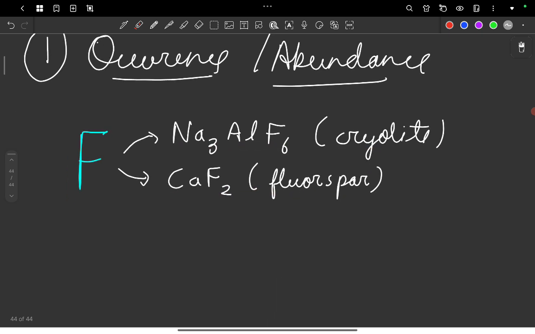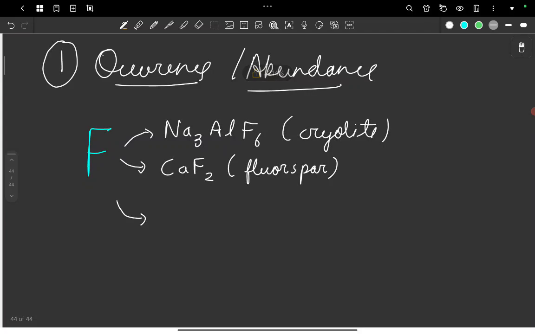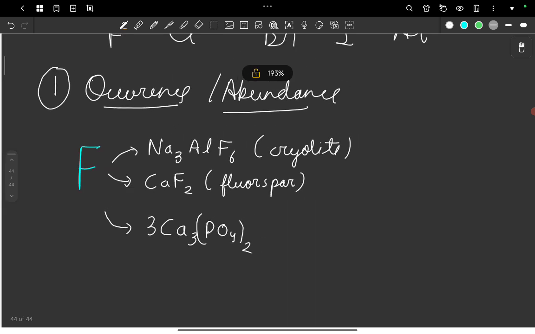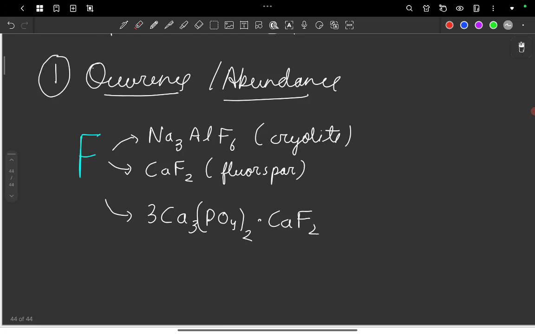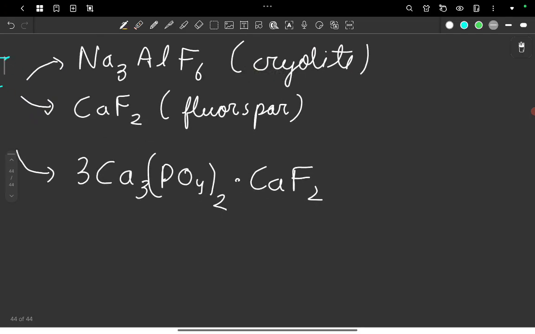And there is one more ore which the NCERT mentions, which is 3Ca3(PO4)2·CaF2. Like what is this? This is some kind of attachment to CaF2, but I don't know. But the NCERT calls it fluoroapatite.